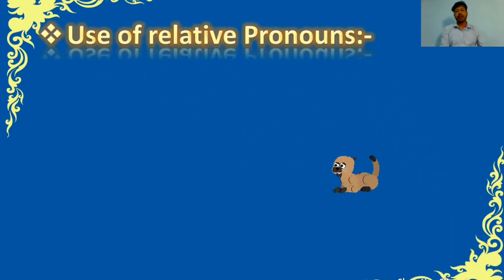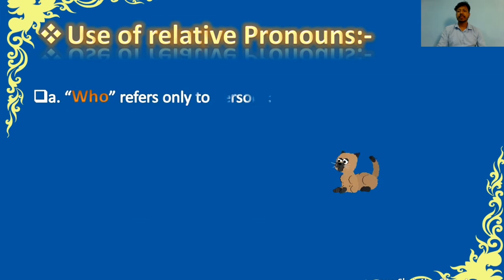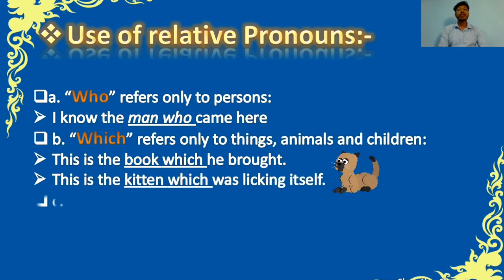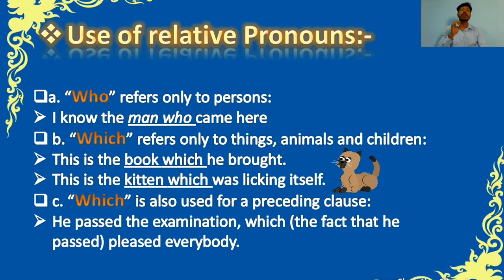Use of relative pronouns. Who refers only to persons. Whenever we use who, make sure it is used only for person. I know the man who came here, or I know the man who came here yesterday. In this way, we use who for a person. Second is which. Which refers only to things, animals and children.